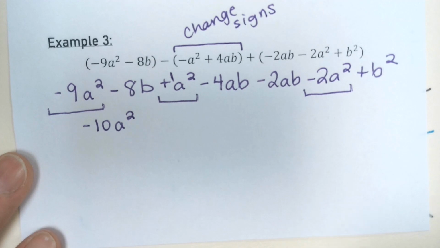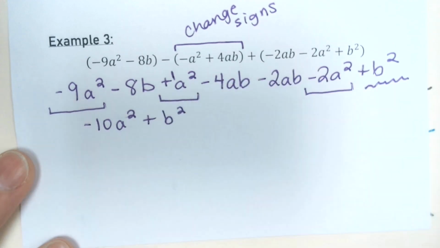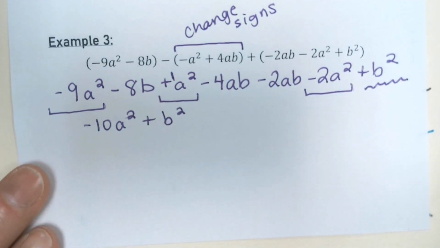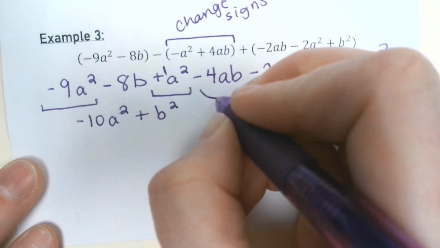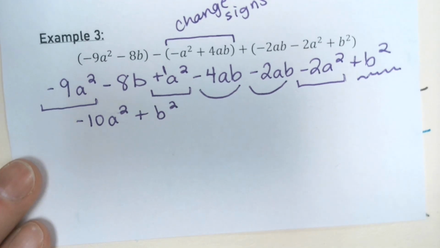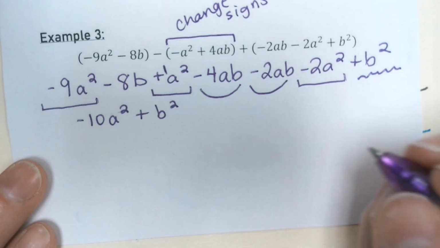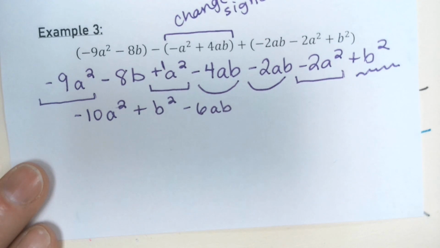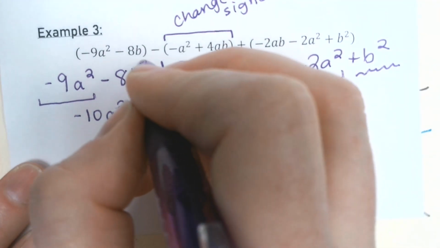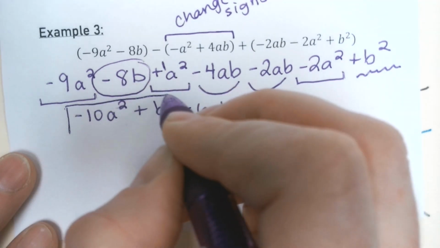So I did a squared, so now I'll do any other squared, so that would be b squared. Are there any other b squareds? Nope. So that would be plus b squared. And then we'll do a, b, a mixture of the two. Negative 4ab, and negative 2ab. Negative 4 and negative 2 make negative 6ab. And then the last one is this negative 8b. Oh, I've got to put a box around it.